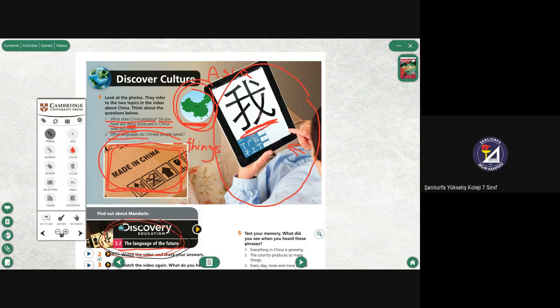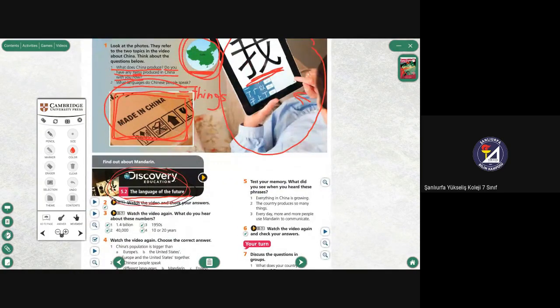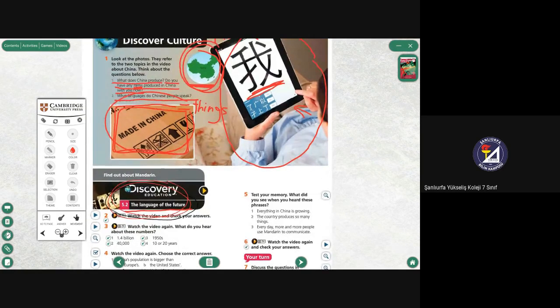What languages do Chinese people speak? Try to answer this question as well. Okay, we can say there are many languages that the people of China speak. But, of course, we have one formal language. Formal language is resmi dil.